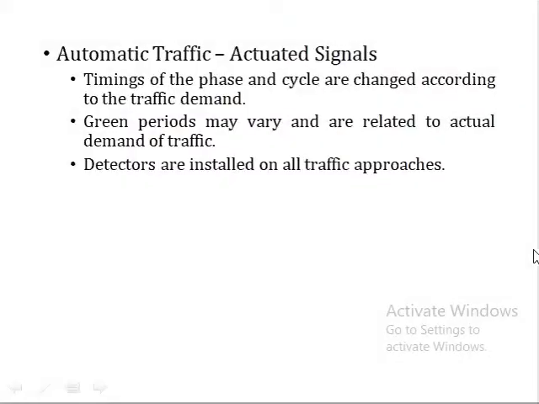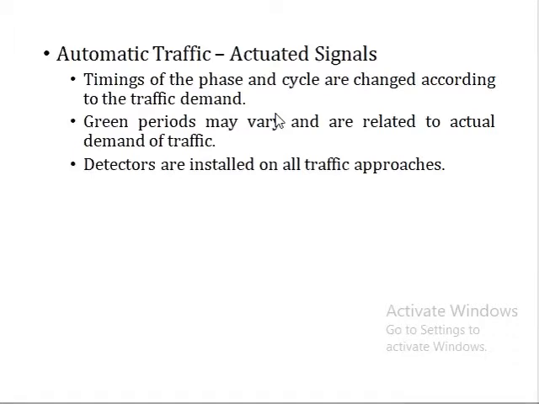The last type of traffic signals are known as automatic traffic actuated signals. The timing of the phase and cycle are changed according to the traffic demand. Suppose the traffic going from north to south direction and south to north direction is high as compared to the traffic going from east west or west east direction. So the green time of the signal will automatically get increased.